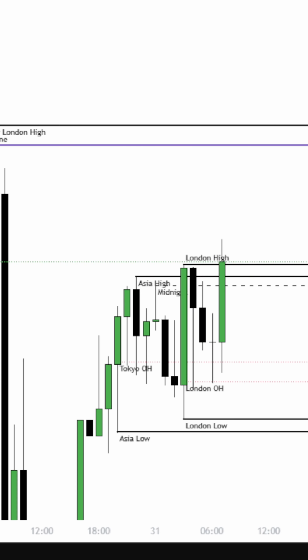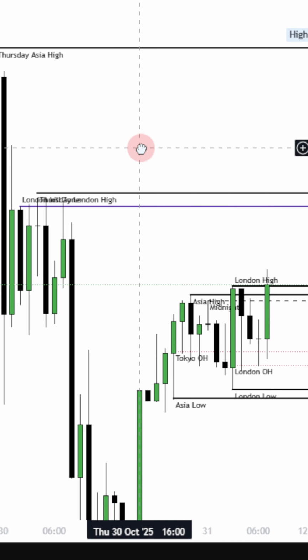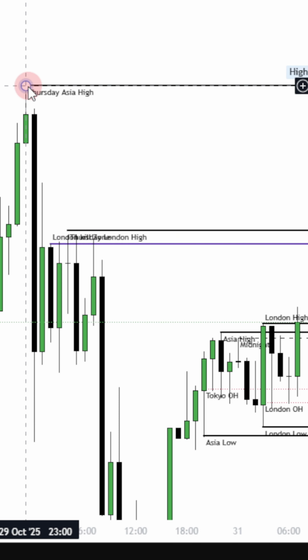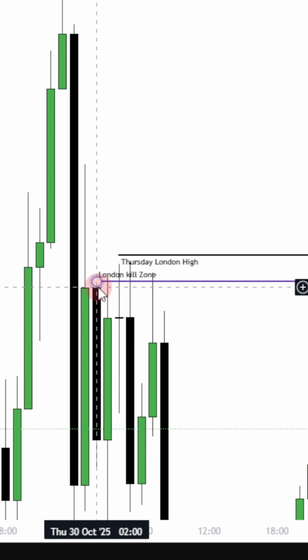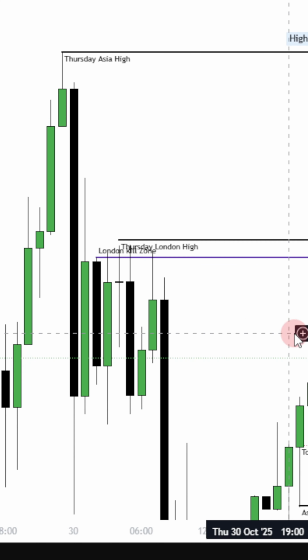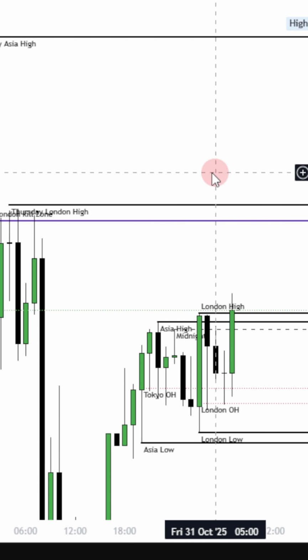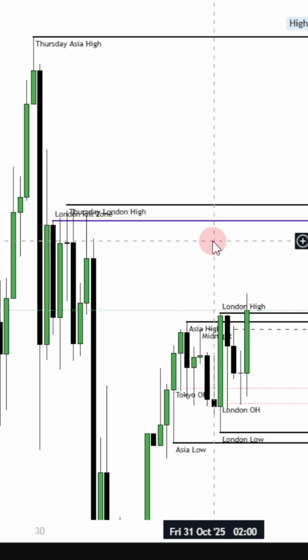However, because Thursday, the previous day's London high, was still intact, I still had that marked up, as well as Thursday's Asian high, as well as the London kill zone, which is the 2 o'clock candle, on the hourly time frame. So I wanted price to seek liquidity above these highs before I sell.